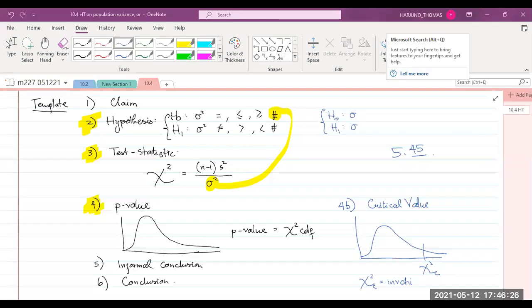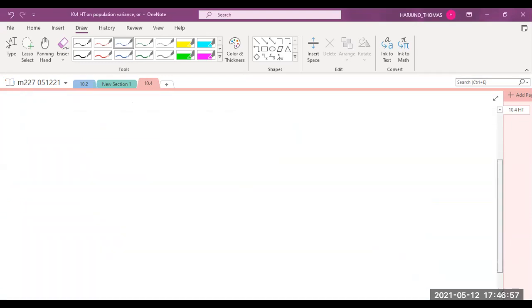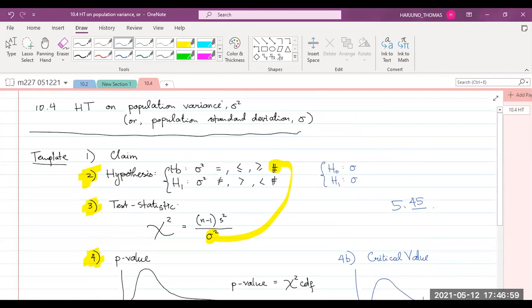Okay, let's continue. We will do problems from section 10.4. Let's take a look. Let's do question number 1 first, finding the critical values. They are A, B, C. Oh, I want to erase this.